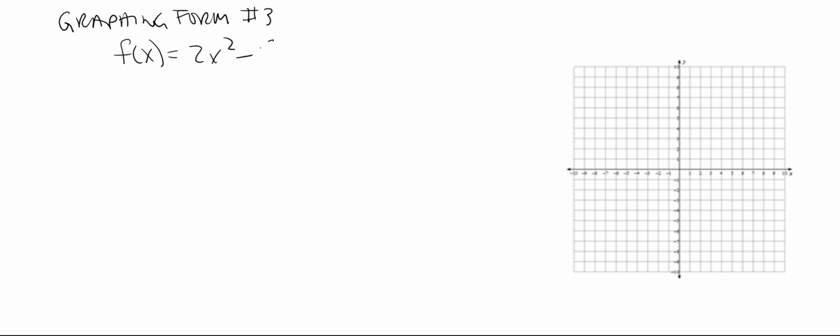Alright, so this is the last one that I'm going to do. This is going to be graphing. I mean, hopefully you guys are writing these down. So it's going to be graphing form number 3. And we're going to put into vertex form, or graphing form, first, and then we're going to graph 2x squared minus 8x plus 9.